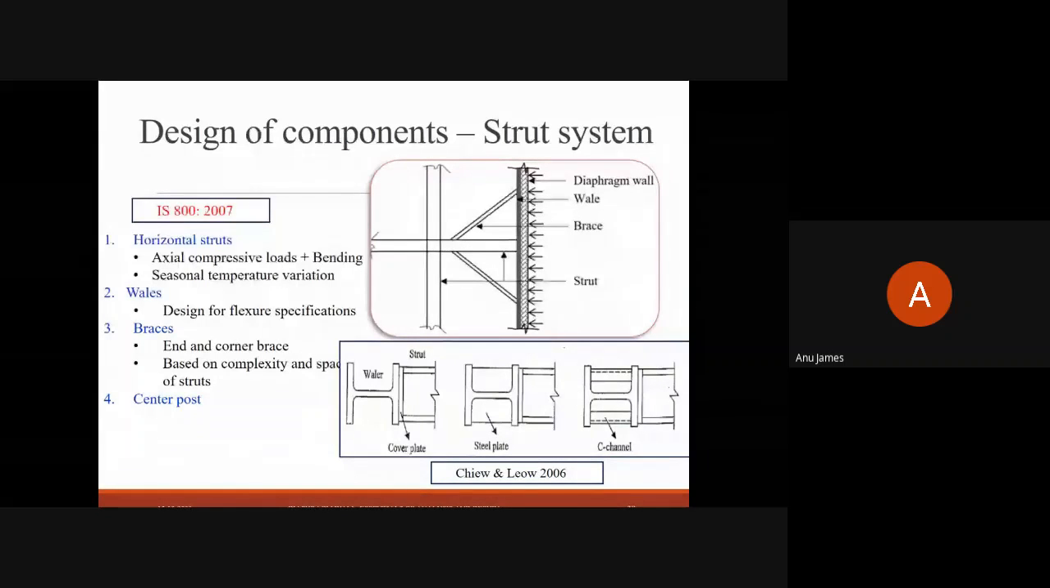Braces are the elements used to reduce the whale span. So during the construction or planning stage, if the spacing of two horizontal struts is more than the permissible limits, or if adding another strut will result in too narrow spacing, then braces can be adopted.